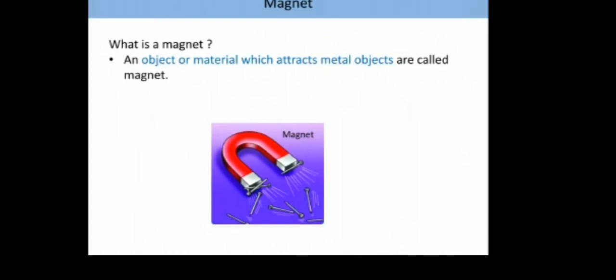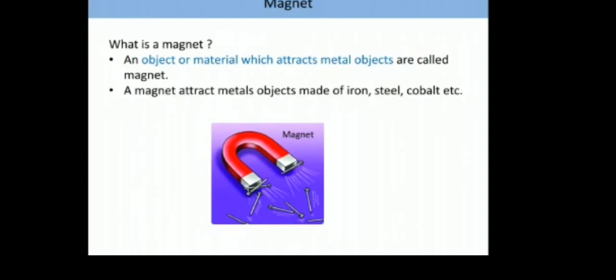If we place a hand in front of a metal object, why is the metal object not coming close to us? That is what we want to see. Before that, we know that a magnet attracts all the metal objects including iron, steel, cobalt, copper, and all the metals that are there in the periodic table.